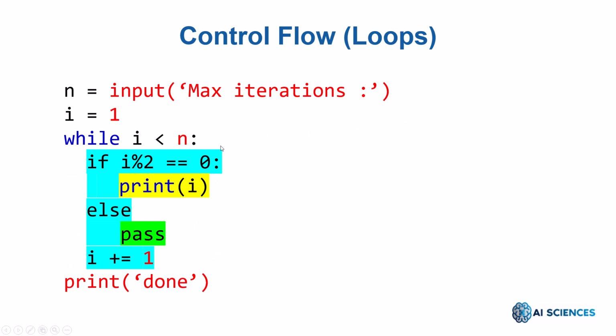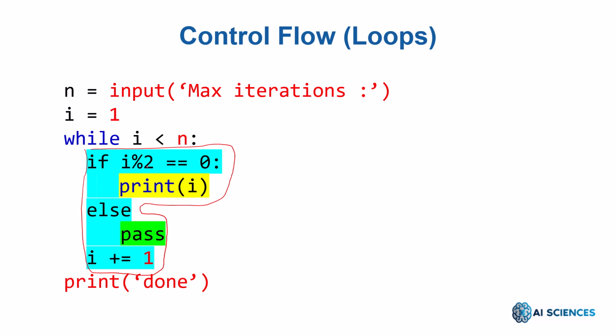Again, inside the body of the loop, you can have any kind of complex structure, or decision making, and everything going inside the loop. For example, this particular loop is printing all the even numbers.